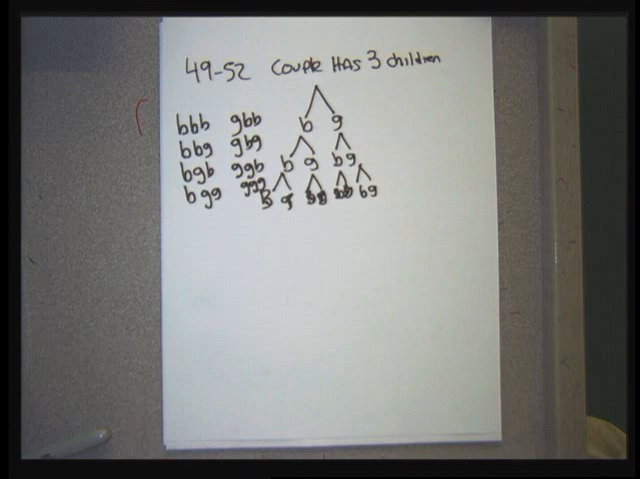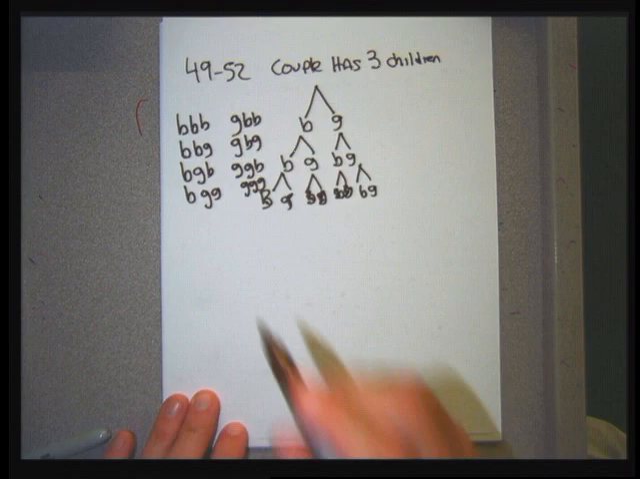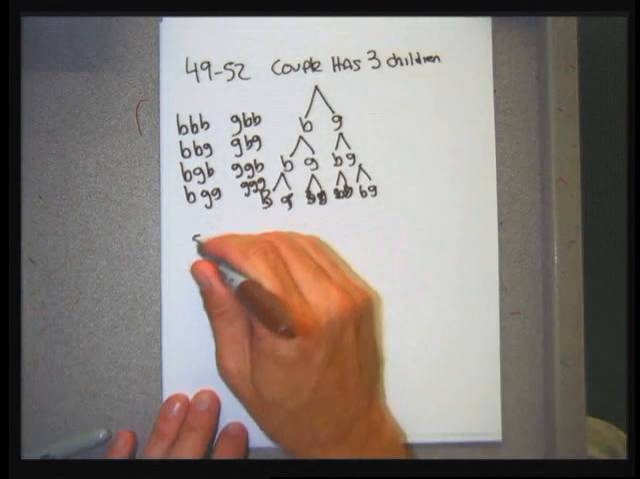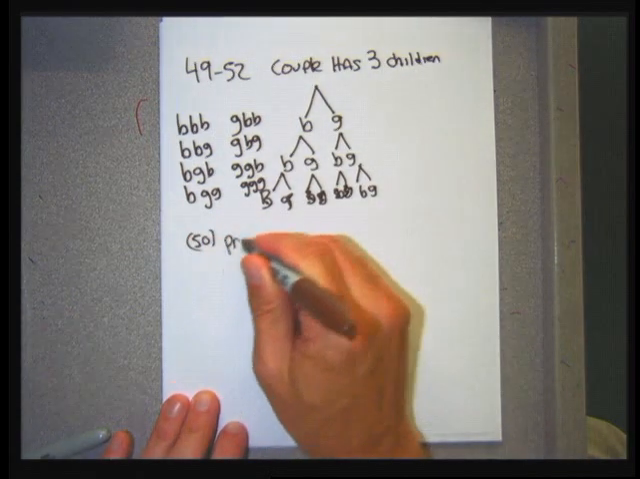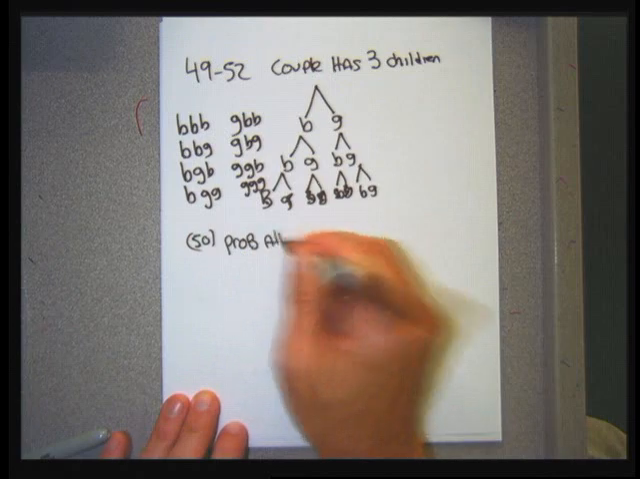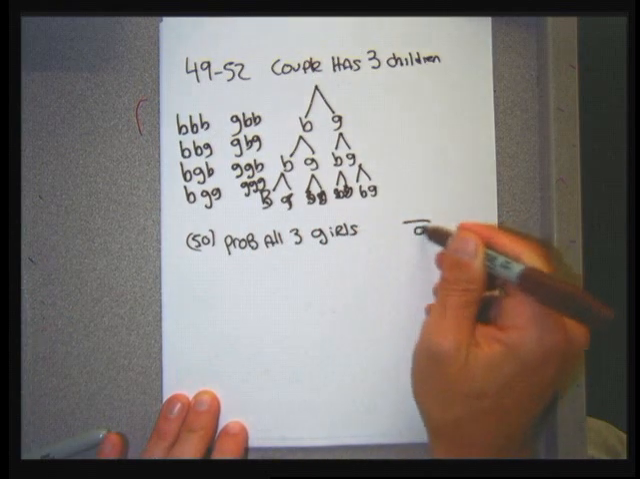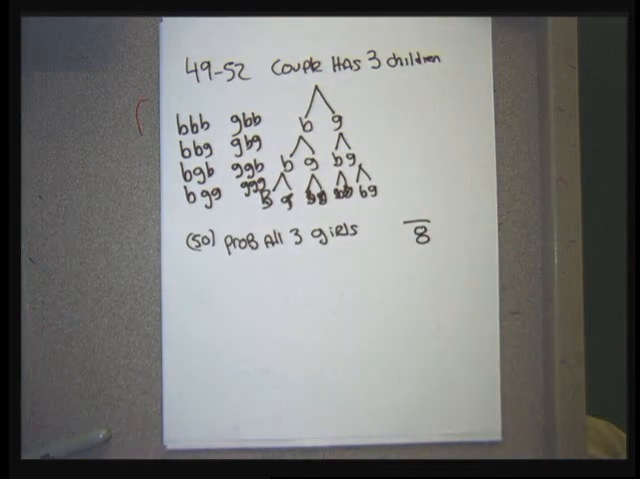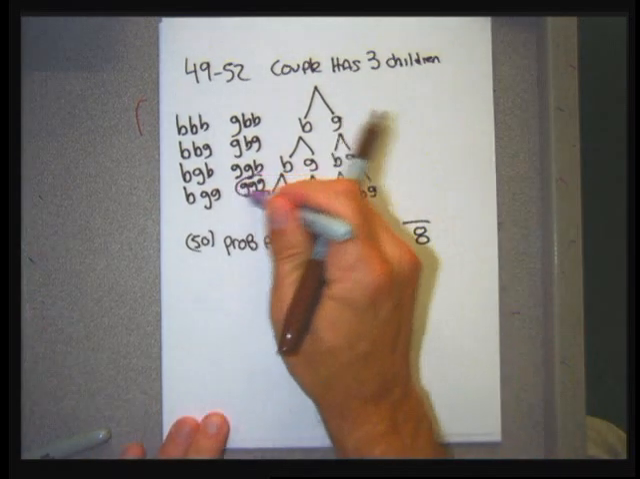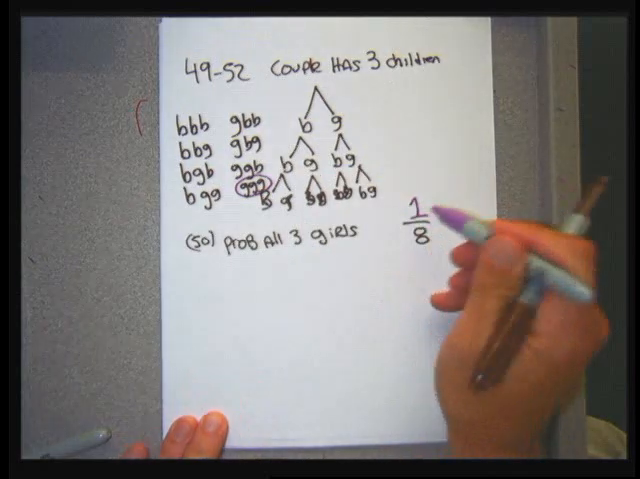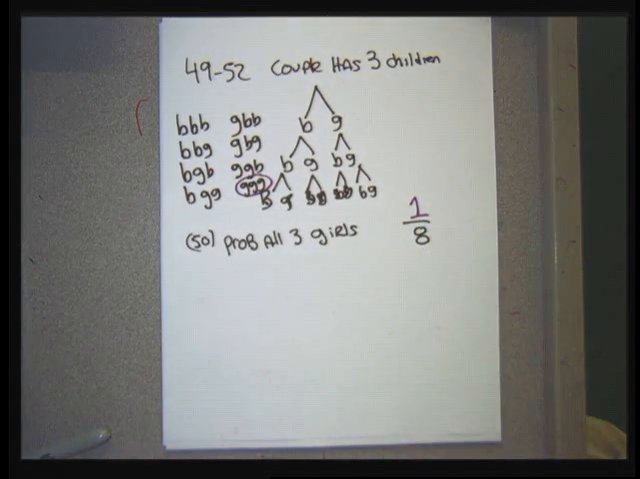When sample spaces are small, using the formula really isn't saving me that much. But when the sample spaces are big, that multiplication style helps a lot. So first, 50 says, what's the probability that all 3 are girls? There's 8 items in the sample space, so my denominator has to be 8. The numerator is the number of things in the sample space that are all girls. It's going to be 1 in 8.